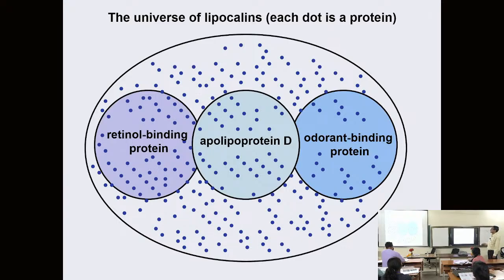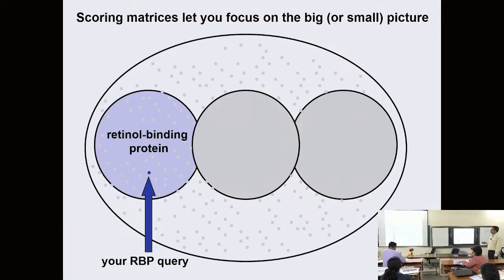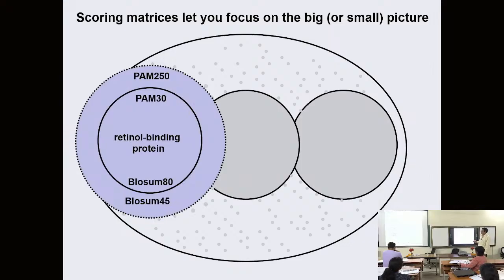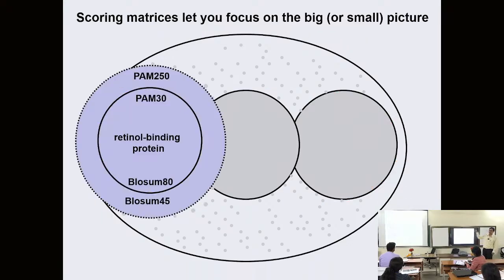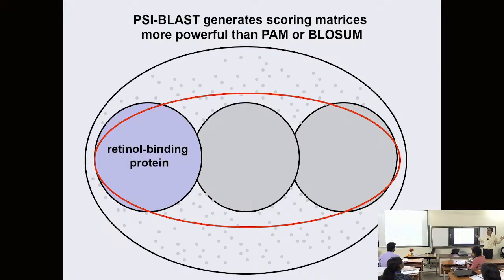Okay, so I think we discussed this. The universe of lipocalins, each dot is a lipocalin, and when you use retinol binding protein as the query and use PAM matrix or BLOSUM matrix, it does identify the homologs, but mostly close homologs. When you use PSI-BLAST, then it is able to identify distant homologs also. So it's not like going in circles, it is really capturing the universe, just a cartoon, to help you understand that it helps identify distant homologs.